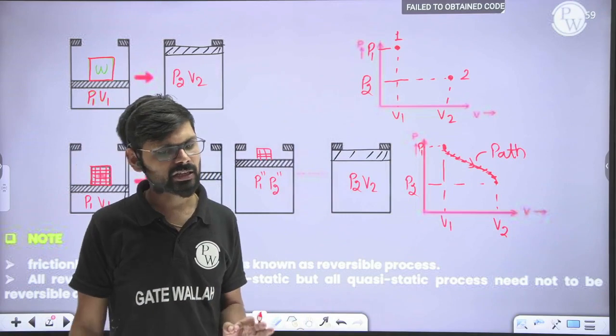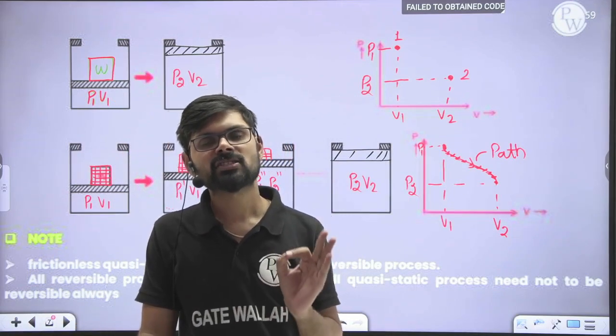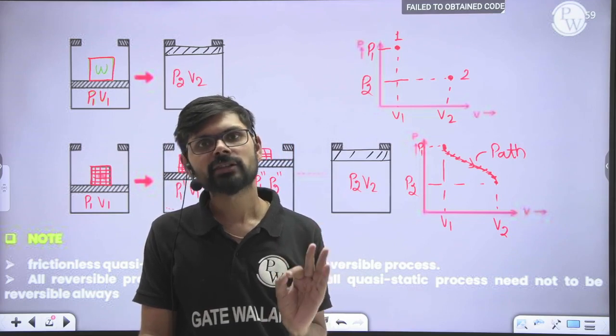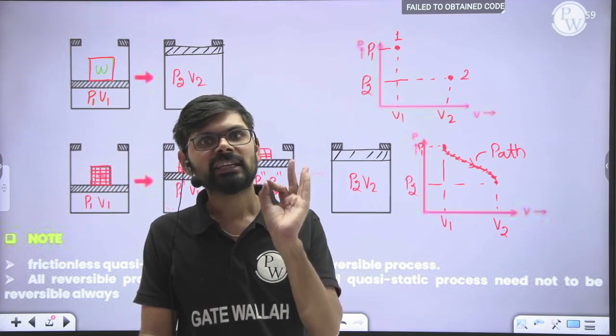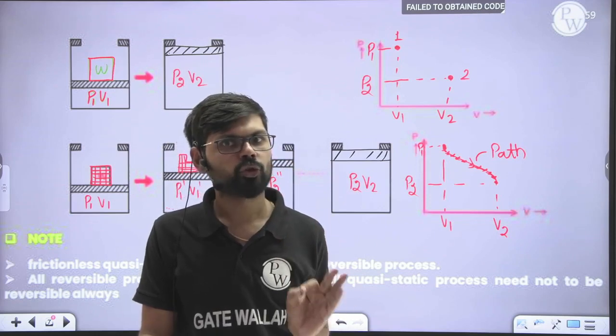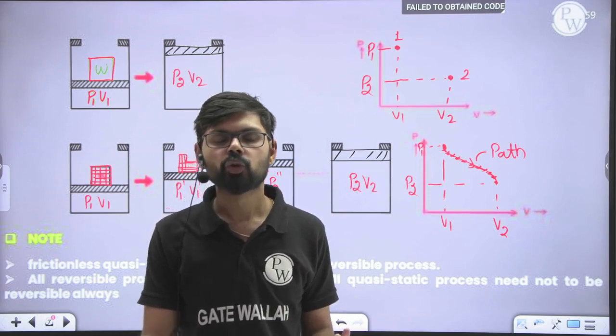Please listen carefully. For a fast process, intermediate points are not known. You cannot draw the process in a property diagram. You cannot draw it.